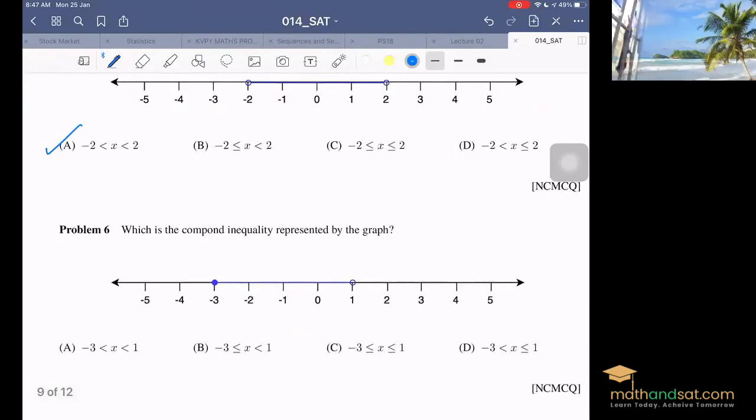Now next question. Question number 6. What is the compound inequality represented by the graph? Your x is less than 1. But x is greater than or equal to -3. So you have to choose those numbers which are satisfying both conditions. X is greater than or equal to -3 and x is less than 1.